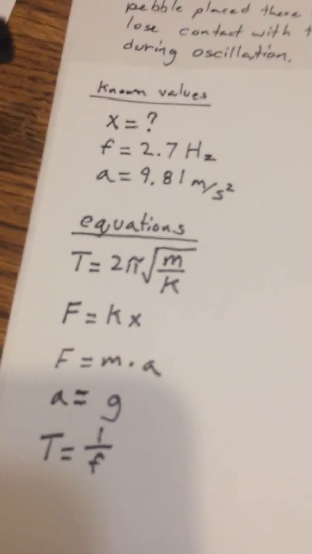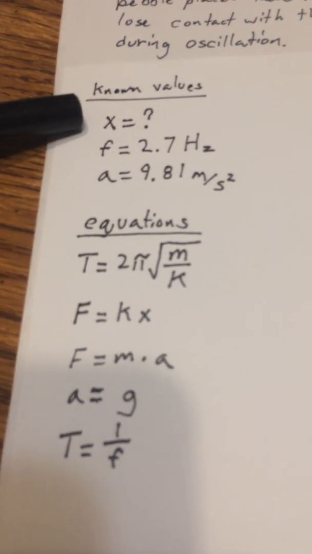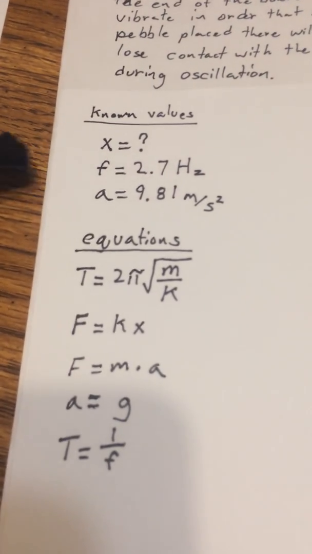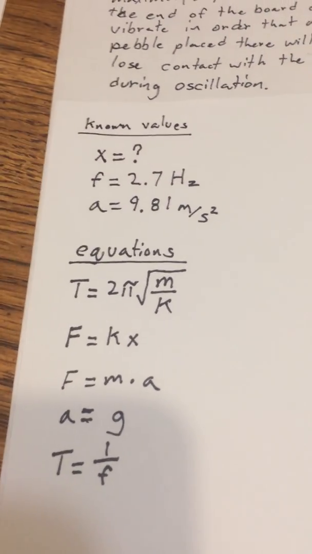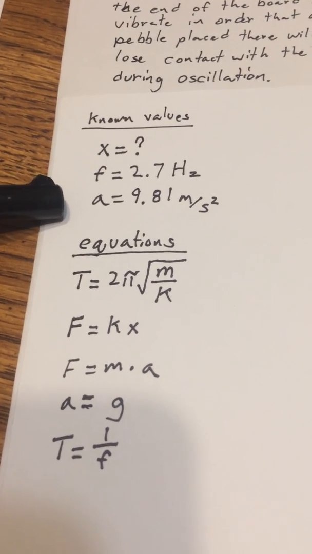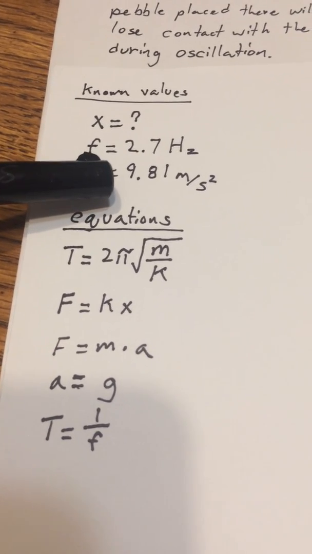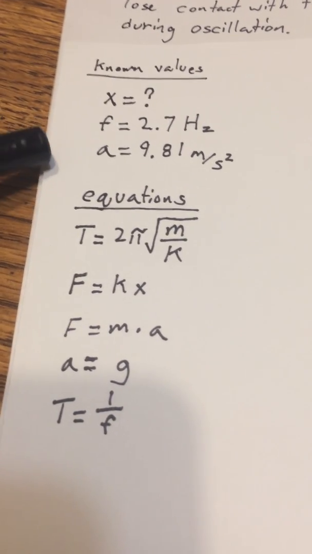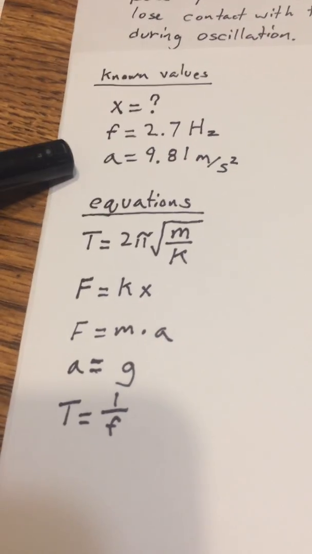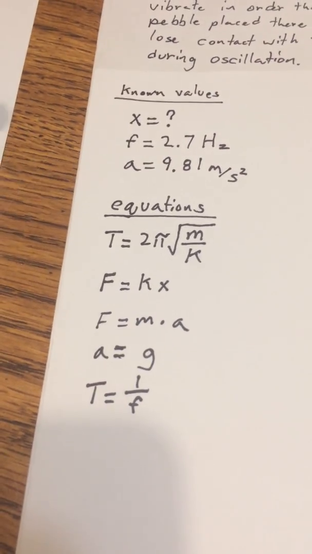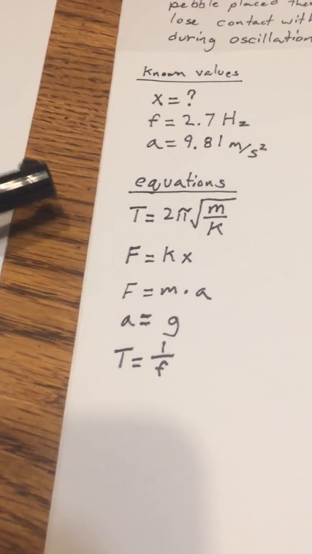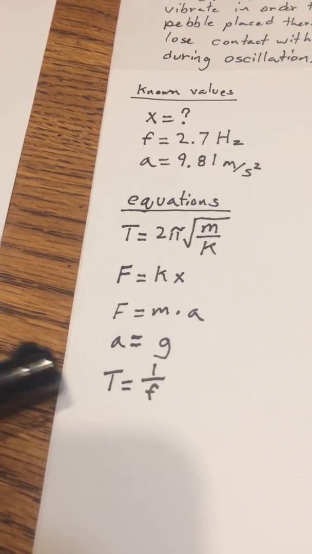Then I made a list of known and unknown values. x represents the amplitude, which is the quantity we're trying to find. Frequency is 2.7 hertz, and the acceleration of the system is equivalent to acceleration due to gravity, which is approximately 9.81 meters per second squared. This is important because if it accelerates any faster than this, then the pebble will start to bounce on the diving board. I also made a list of equations relating to simple harmonic motion.